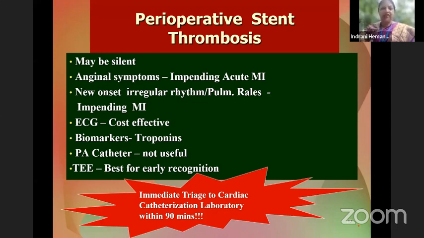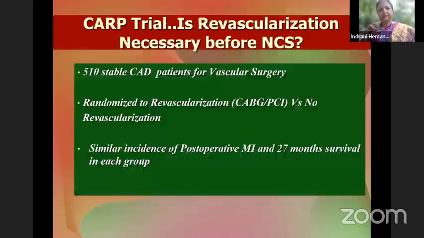Immediately, these patients have to be taken to the cardiac cath lab, and an angioplasty has to be done within 90 minutes, and you have to open up that vessel. Any facility caring for their surgical patients with coronary stents that does not have a cath lab should have a protocol in place to transfer these patients to the nearest cath lab, and they should have an association with an intervention cardiologist. So now we are looking into a very important trial called the CARP trial.